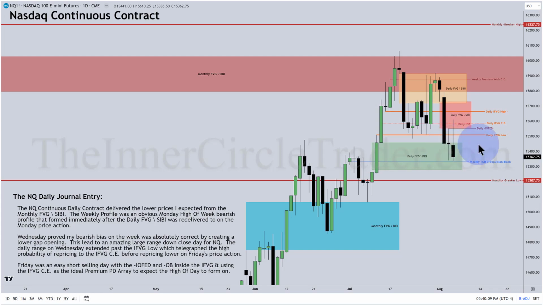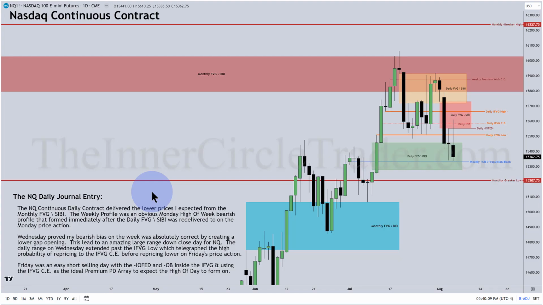Now, with all that said, the annotation I have over here is that the NQ continuous daily contract delivered the lower prices I expected from the monthly fair value gap SIBI. The weekly profile, now when I say profile, I do not use market profile. I do not use volume turned sideways plotted on my charts. I don't use depth of market. I don't use VWAP. I don't use any of that kind of stuff. To me, they're gimmicks. If you believe in them, that's your religion. I ain't going to knock you for your religion. But it has nothing to do with why price goes up or down.